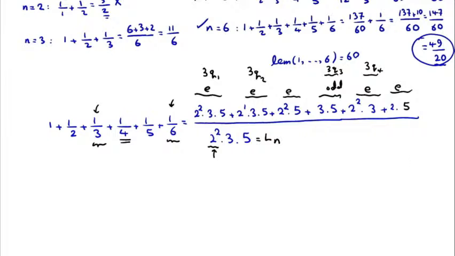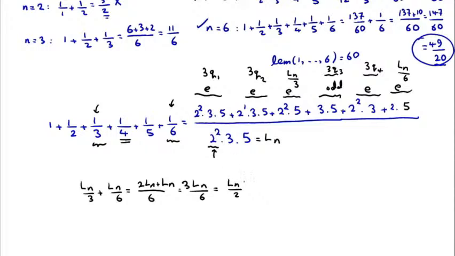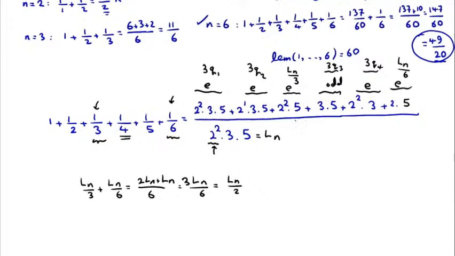We call this one LCM, ln, and here the denominator is 6. For this one, it will be ln over 3. For this one, it will be ln over 6. If we add up ln over 3 plus ln over 6, it will be 2ln plus ln, which is 3ln over 6, which is ln over 2. And we know ln is a multiple of 3, so the sum of them will be a multiple of 3.